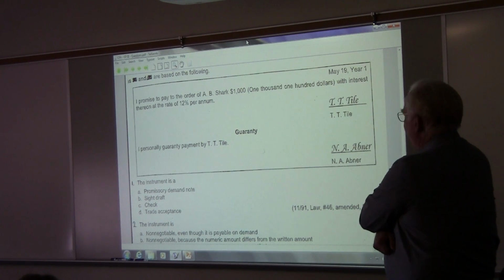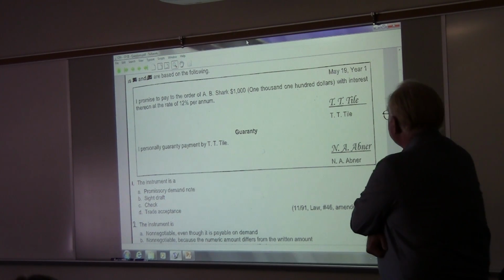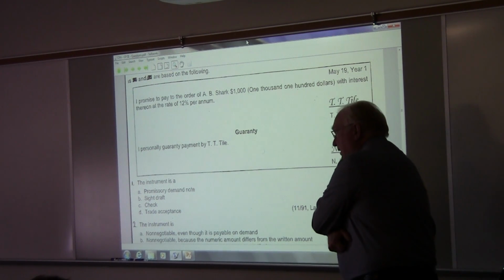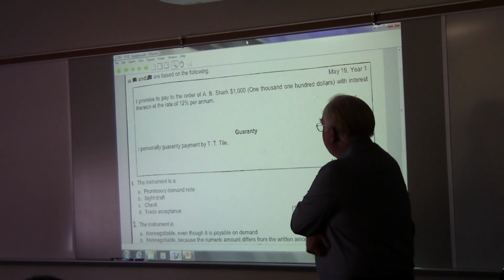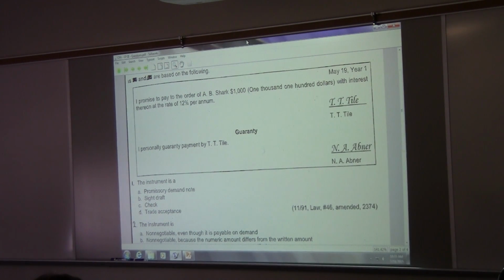So yes. Number 4. State a fixed amount of money. Let me think about that. Is this a fixed amount of money? What do you say, Sydney? Well, it's $1,000 plus interest, but do I know what the interest is? And do I know how the interest is computed? Yes. So therefore, okay.